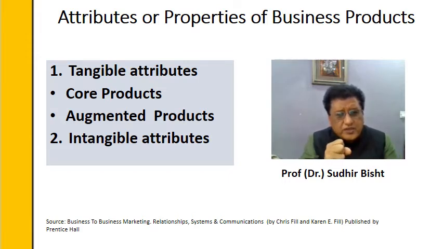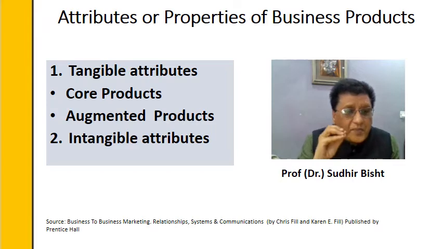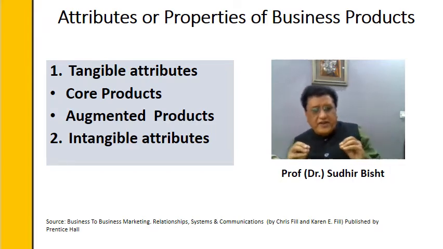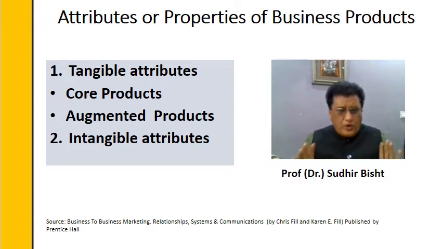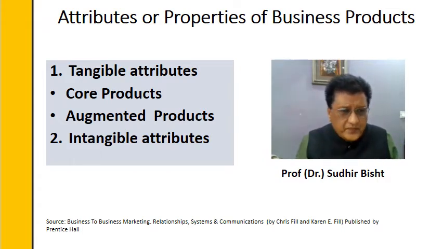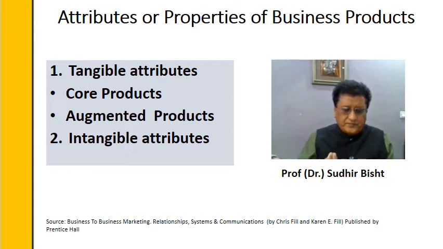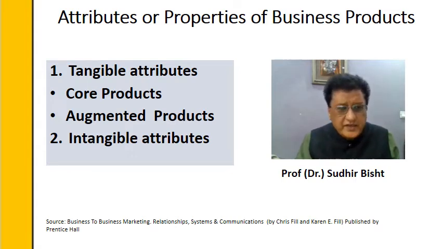But here, the core attribute is something which is the basic feature and which describes the simple capability of a product. This is the generic product offering in the market. So all will offer this core attribute. So if I am supplying, let us say, an aircraft to an airline company, the core product is the aeroplane or the aircraft.